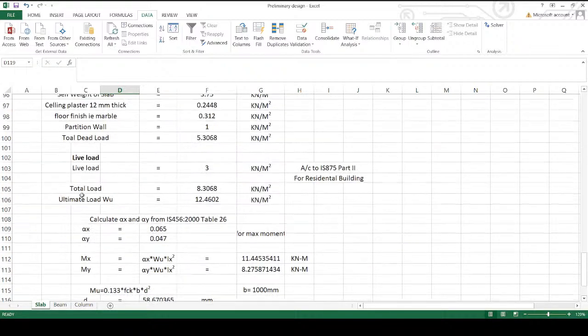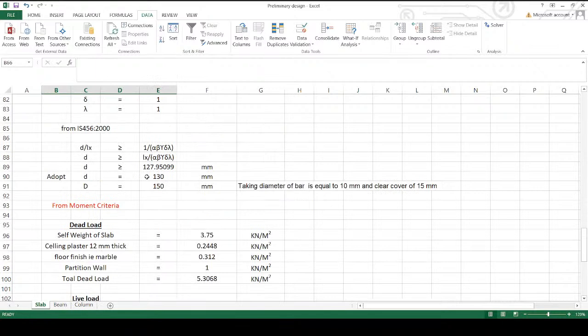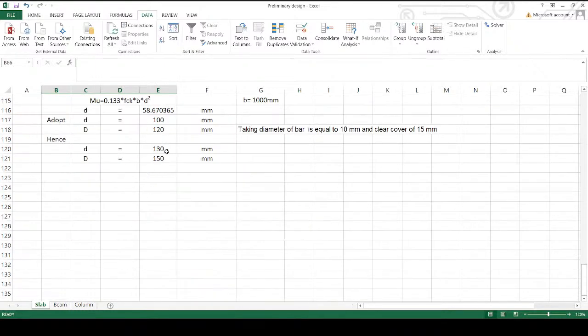And you have to select among both criteria, the moment criteria and the deflection criteria, whichever is greater. Then you have to take that depth. It is the effective depth of the slab and the overall depth of the slab.